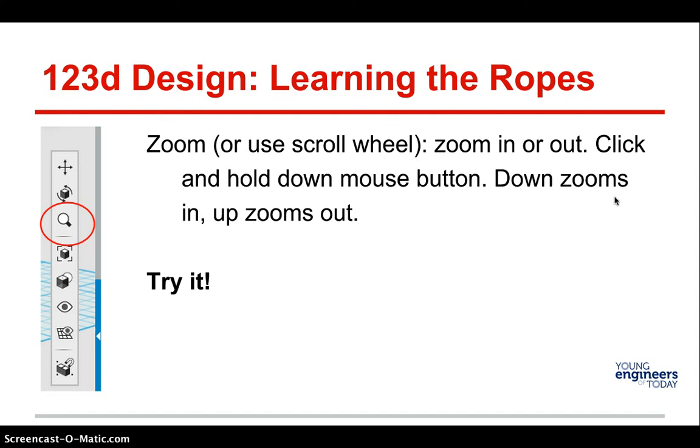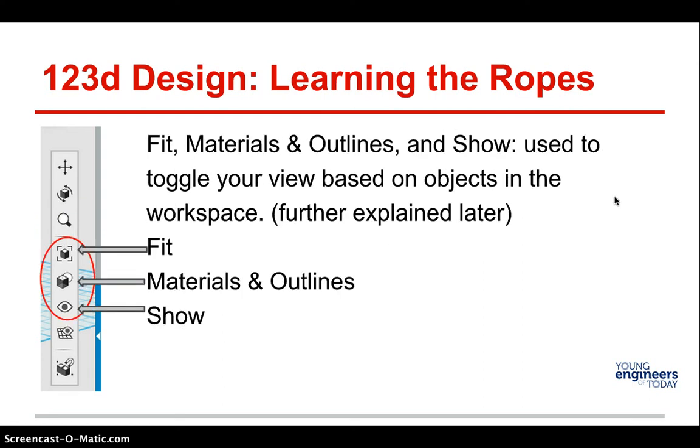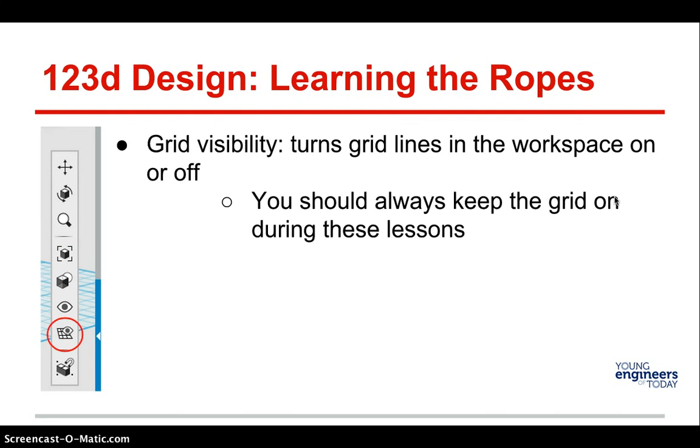Now be careful that you don't zoom extremely far out or extremely far in. It makes it disorienting. You can use the home button to fix that, or another button we'll learn about soon enough, such as the fit. Alright, we'll explain these three a little bit later, the fit, materials, and outlines and shadows, because we need an object first. Now this is your grid visibility. It turns grid lines in the workspace on or off. You should always keep the grid on during these lessons.